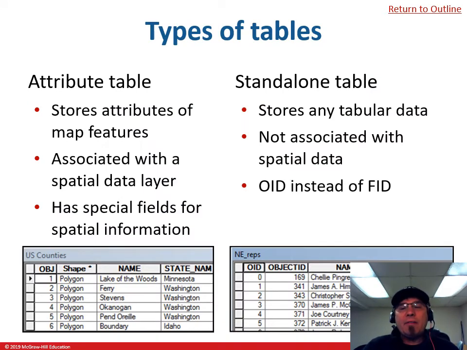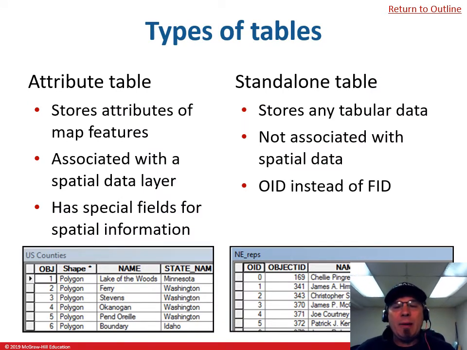So there's two kinds of data, and up until this point, we've been dealing with mainly just one. The one on the left is the attribute table. It stores attributes of map features associated with the spatial data layer and has specific spatial information in it. So things like the shape field here. The shape field is intrinsic in GIS. It's created for you. You don't have to mess with it. It's always there. And it automatically tells you what geometry you're dealing with. Along with this, some type of ID field that's automatically generated for you.